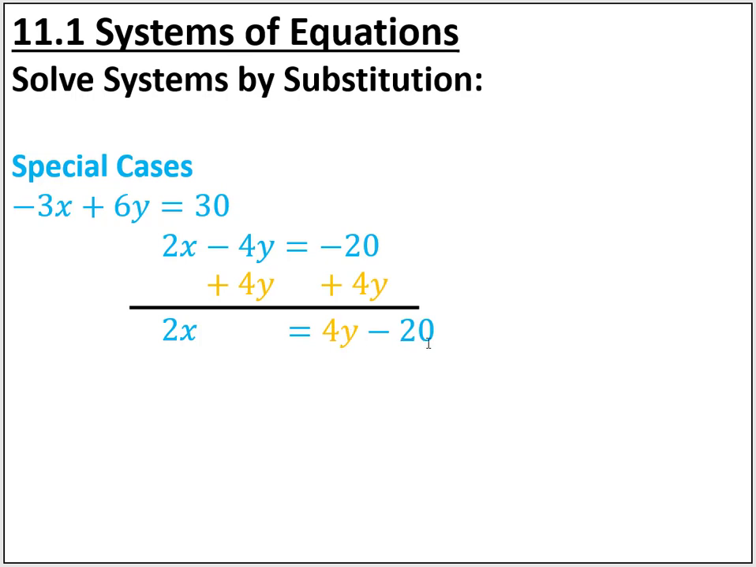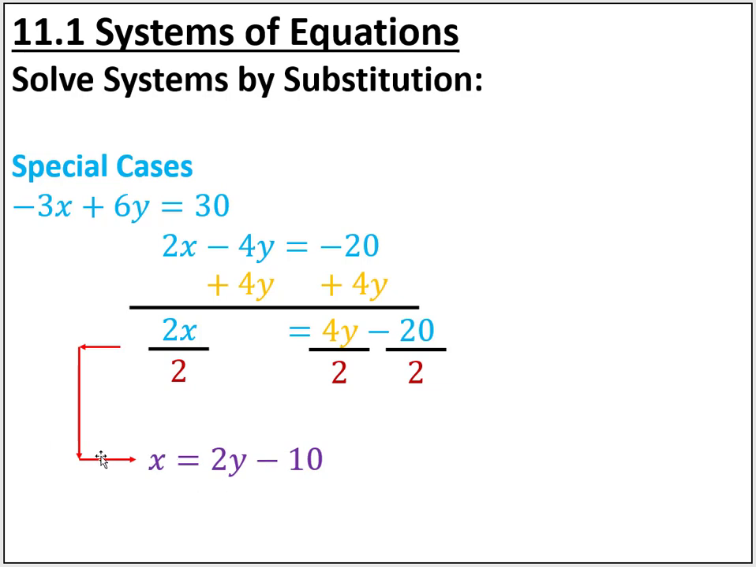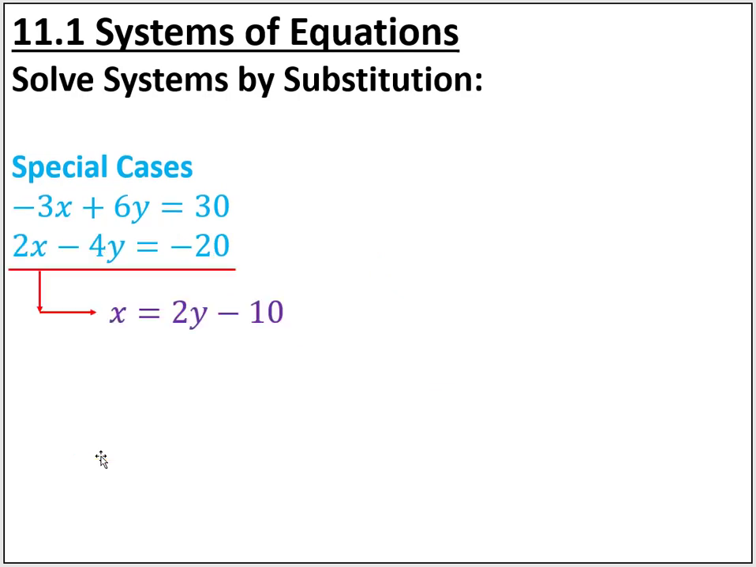After that, I'm going to continue getting the x by itself. I'm going to divide both sides by the coefficient, in this case by 2. On the left side I divide by 2, and on the right side I divide 4y by 2 and negative 20 by 2. When I do that, I get x equals 2y minus 10. So now I have x by itself. We converted the second equation into an equation where the x variable is by itself.